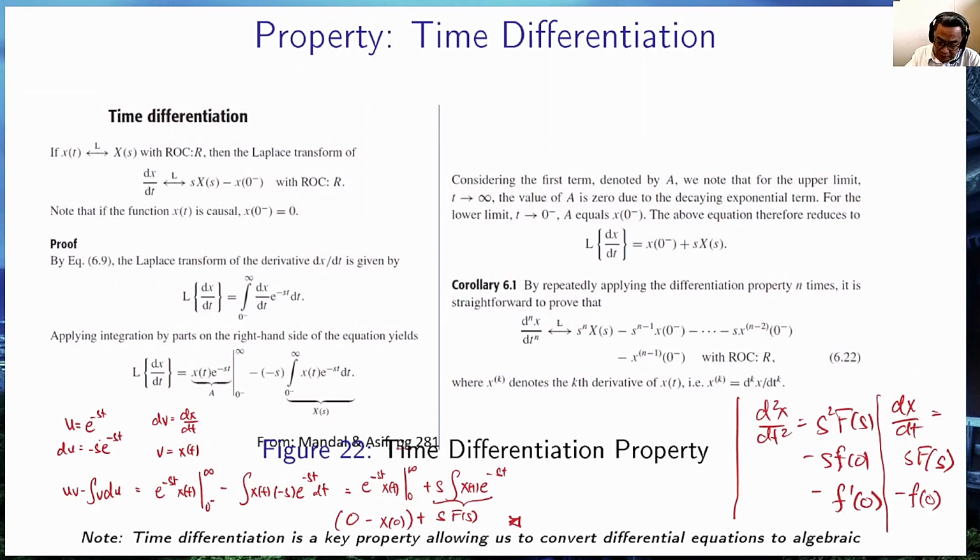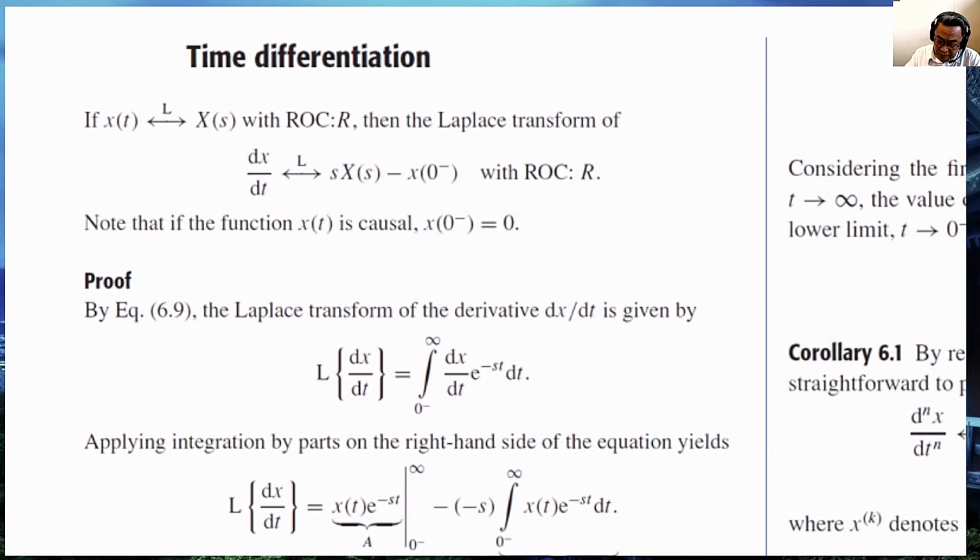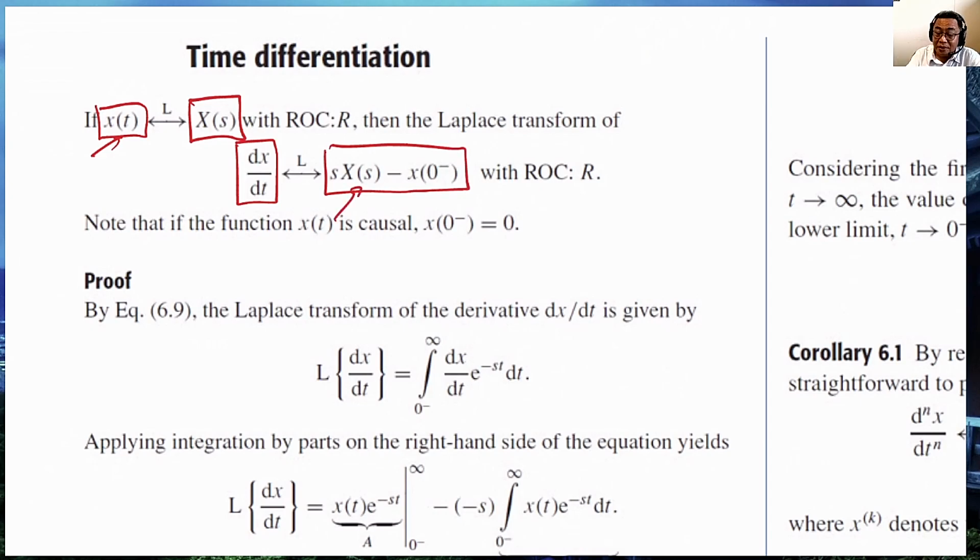Time differentiation. Well, time differentiation says that if my signal is x(t) and x(t) gives me X(s), what does the differentiation of the signal, dx/dt, give us? Interestingly, it gives us back X(s) multiplied by s, minus a constant value, the initial value, the small x, which is the time domain representation, where we insert time 0.